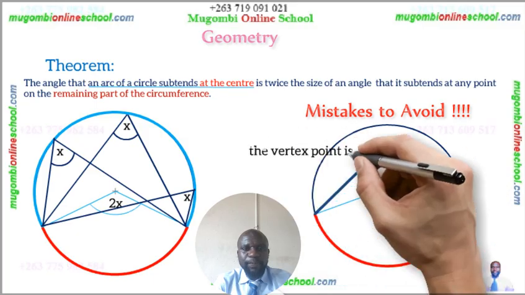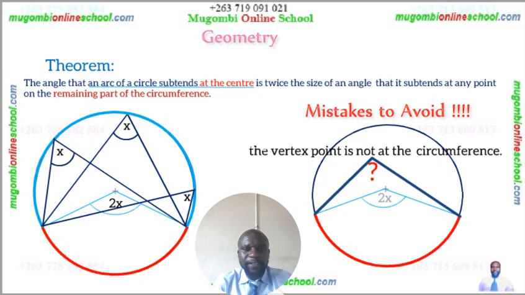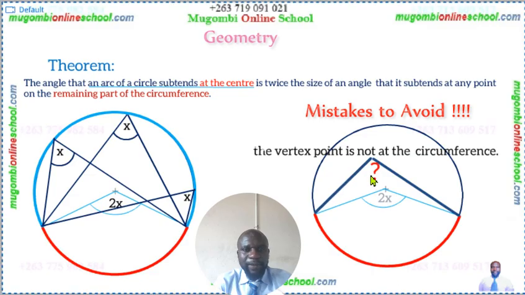If the vertex point is not at the circumference, the theorem doesn't apply. It is like this at this point. The theorem doesn't apply if it is like this. Because let us compare this point and this point.